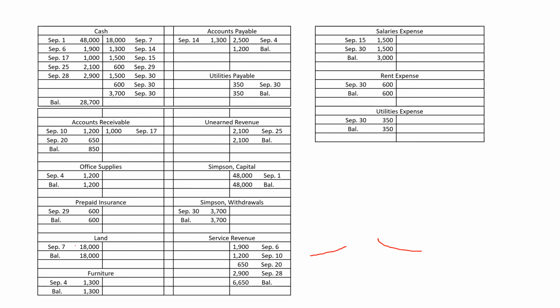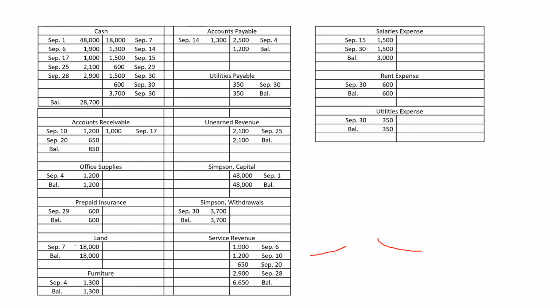Subtract the smaller total from the larger total. So the larger total was $55,900. Subtract the $27,200. The balance of cash is $28,700. It goes on the debit side because that is the side that had the larger total. And that's how you can go about determining the balance in a T account.